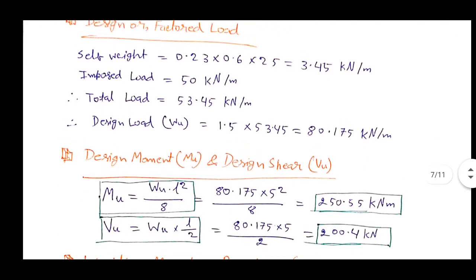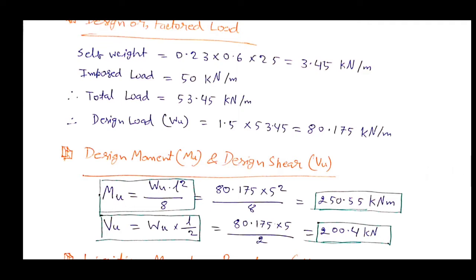Next step is to find out the design moment, that is Mu, and the design shear, that is Vu. Mu is equal to wu L square by 8, that is 80.175 into 5 square by 8, that is equal to 250.55 kN meter. The design shear Vu is wu L by 2, that is 80.175 into 5 by 2, that is equal to 200.4 kN. So the design shear Vu is 200.4 kN for this case.